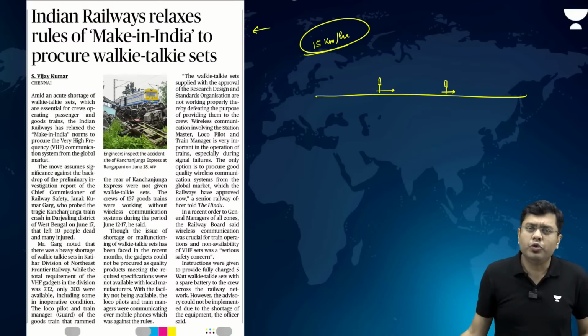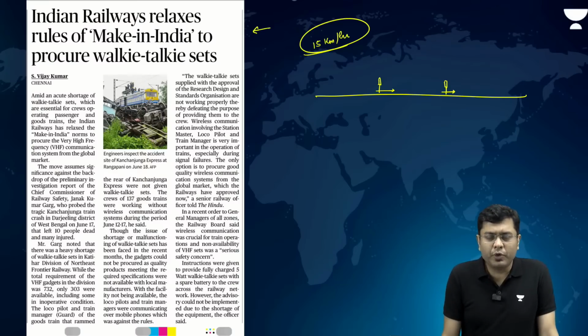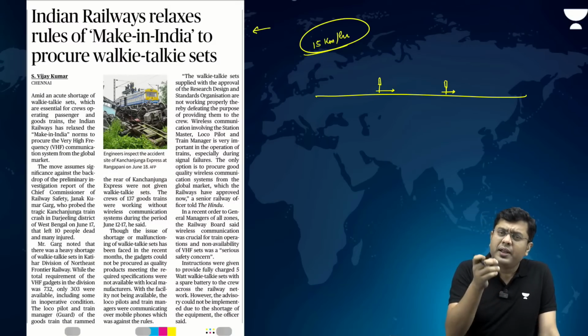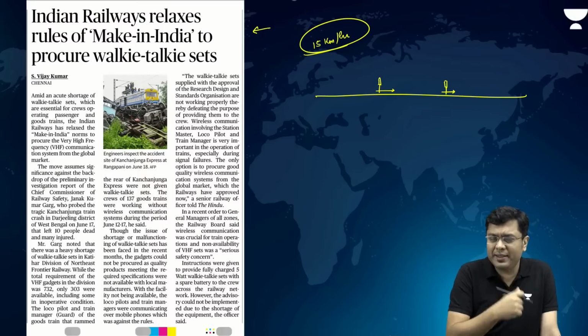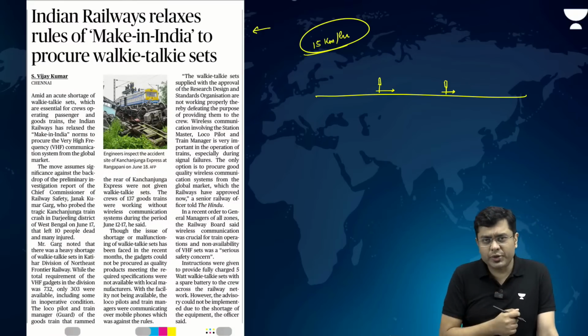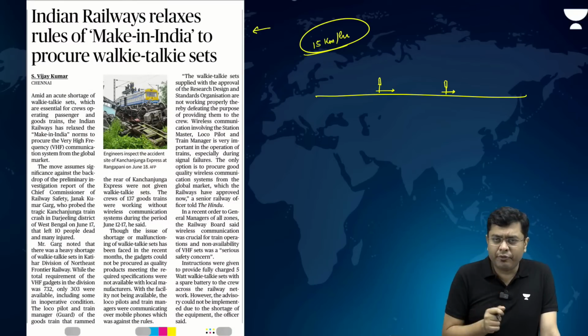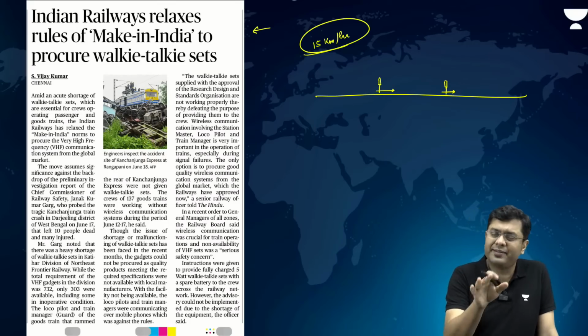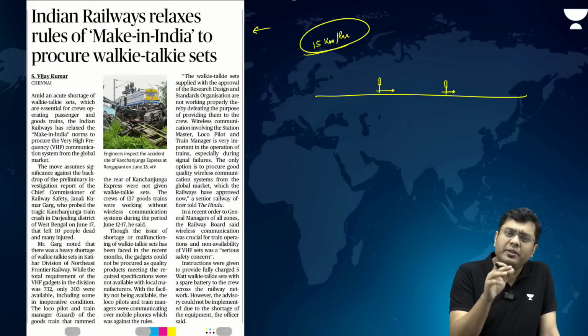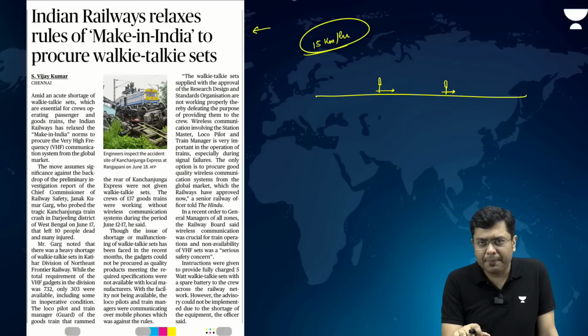One of the major issues, or the recommendations of the committee findings, was that there were not enough walkie-talkie sets available with the loco pilots. And it was found out that the Make in India provision for acquiring these sets has been a limitation. If there had been enough walkie-talkie sets, then that communication could have been given to the loco pilots as well. But that walkie-talkie set was not there.